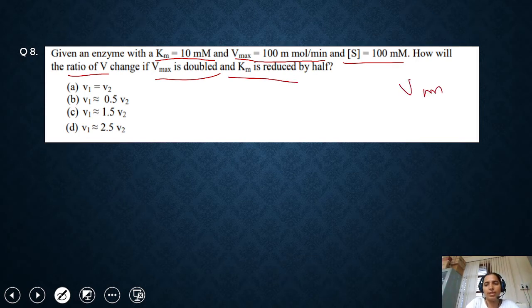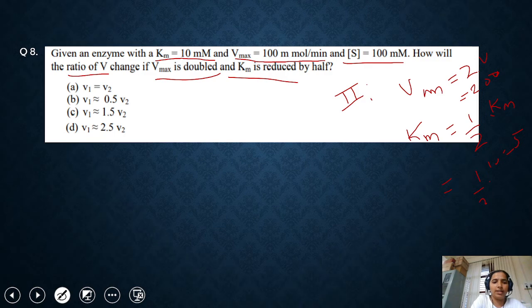It means in the second case Vmax will become double, that is 200, and Km will become half of Km, that is 1 by 2 into 10, that is 5. So let's write it as V1 and V2. V1 equal to Vmax into S upon Km plus S. So this Vmax, what they have given, is 100 into S.